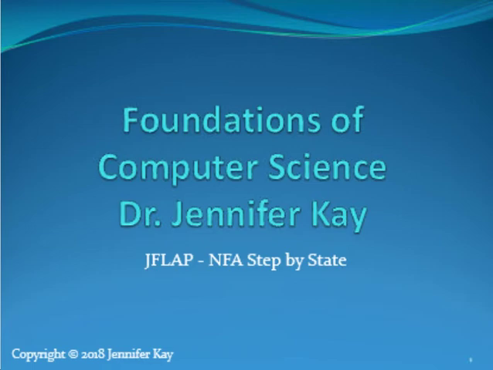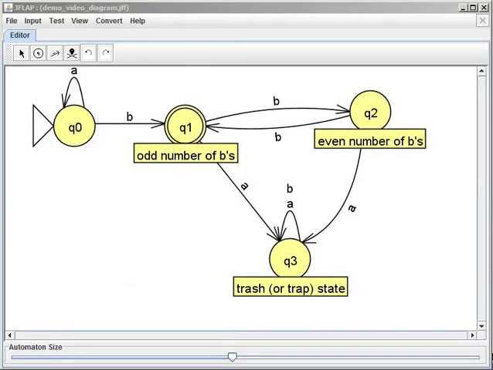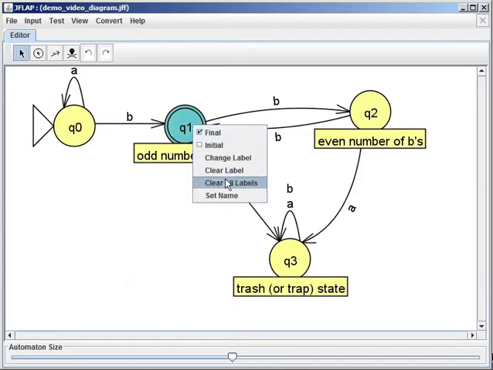So I want to show you how things change when we move from DFAs to NFAs. And here's our JFlap DFA. I'm going to start by just deleting all of these labels. So I'm going to right click on one of these nodes, one of these states, and I'm going to say clear all labels. I just don't want to see the labels while we're tracing stuff.